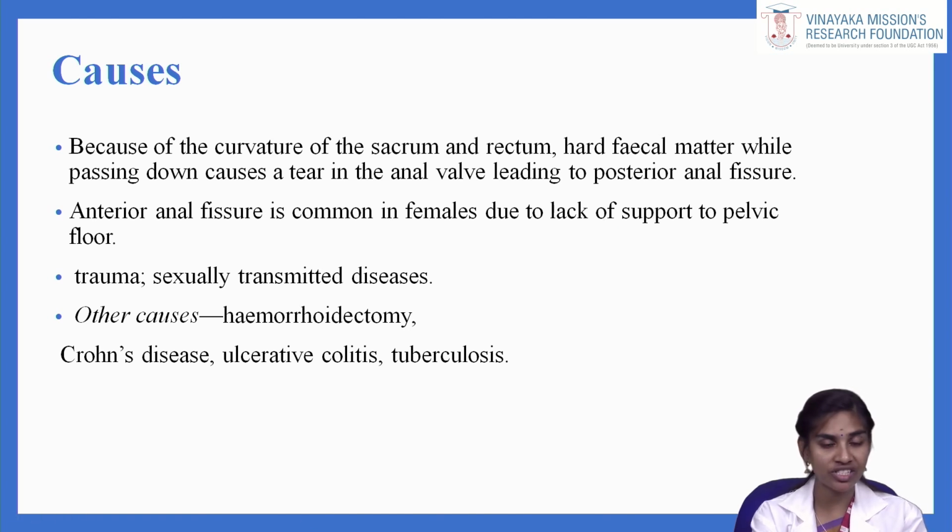The anterior anal fissure is common in females due to lack of support to the pelvic floor, trauma and sexually transmitted diseases such as chlamydia and syphilis. Other causes are post-hemorrhoidectomy, Crohn's disease, ulcerative colitis and tuberculosis. Crohn's disease is a chronic inflammatory condition of the intestine.